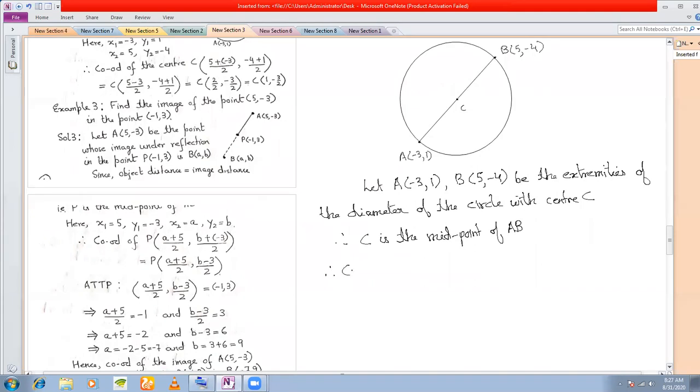Therefore, coordinates of C is, we take any one as x1, y1. Let us take this as x1, y1, and this one as x2, y2. So my x1 is -3, x2 is 5, and y1 is 1.